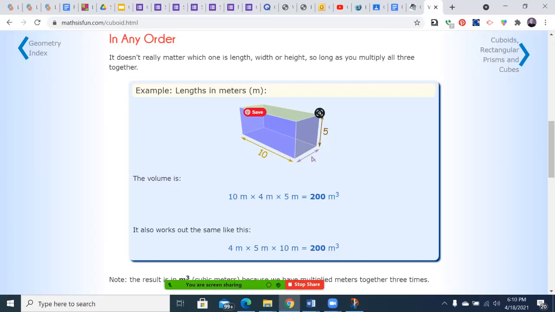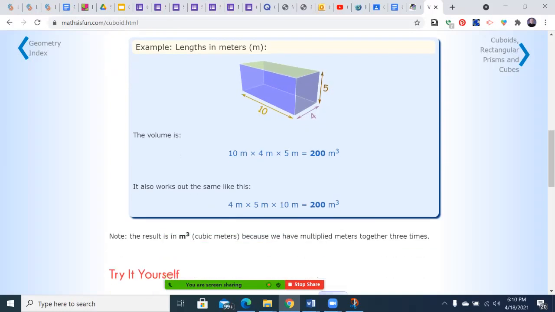And notice, because it's in meters, we label it with m to the third power, or m cubed. Whereas area, we just label everything as unit squared. Volume is three-dimensional, the length, the width, and the height. So we have to have a cube at the end.